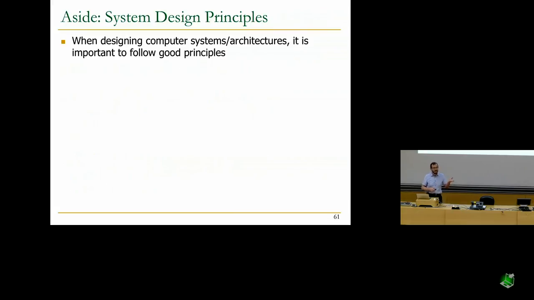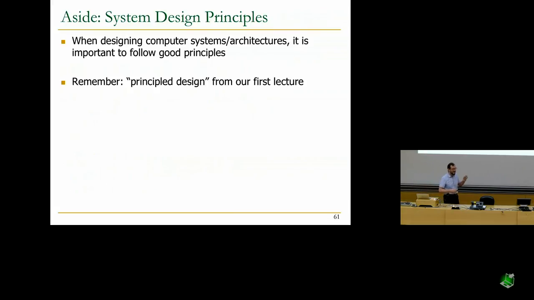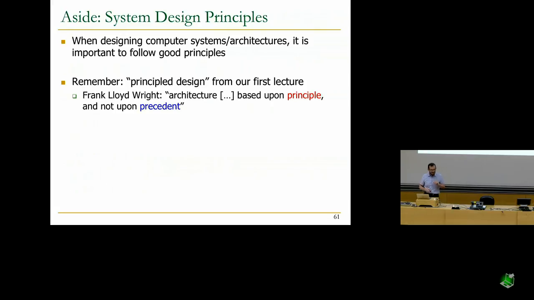So when designing good computer systems and architectures, it's important to follow good principles. And principle design was our first lecture for this very reason. Now we're back to it in lecture 12. And remember that I gave you this quote: architecture design should be based on principle and not upon precedent. And clearly, single cycle design violates these principles, and that's why we're going to look at new principles, new designs.